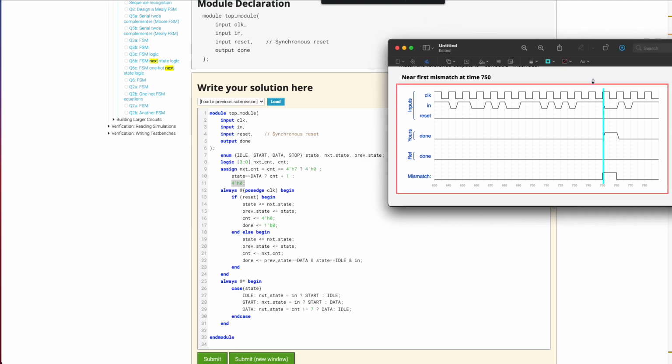So then we say this is 7, right? 6, 5, 7, 6, 5, 4, 3, 2, 1, 0. This is count. This is just working backwards, right? Because if state is data, then count plus 1.